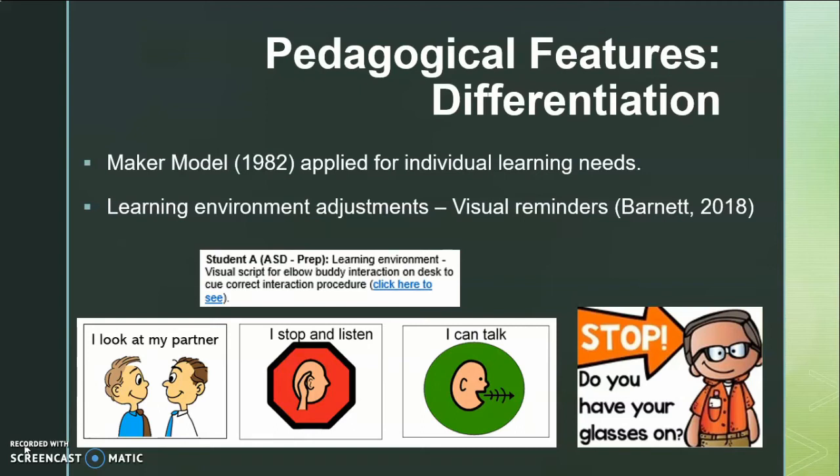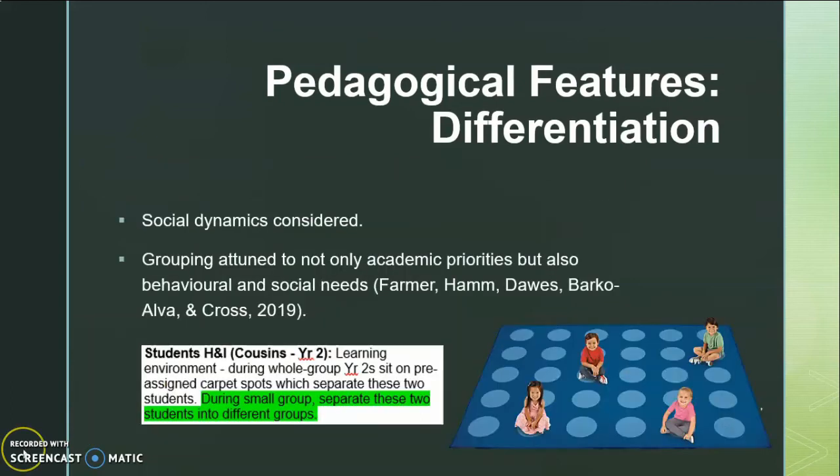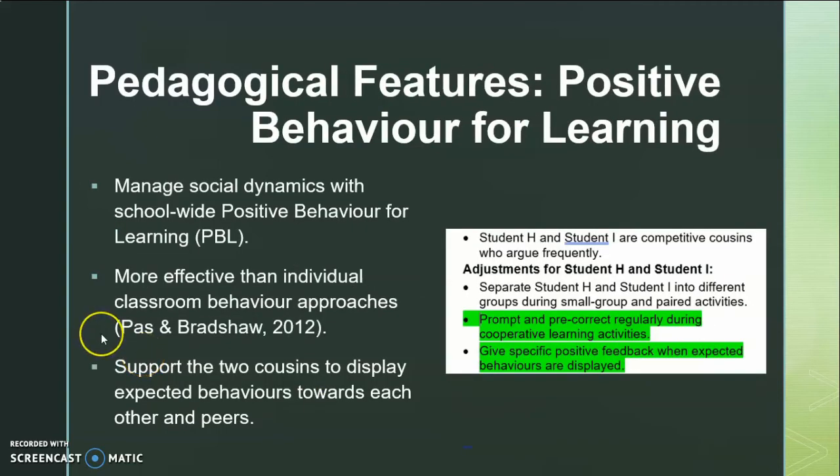This strategy supports student participation in peer learning by making explicit the tacit understandings other students already possess about the social interaction expectations. An additional challenge within this context was the social dynamics of 2 Year 2 students. Therefore, grouping of Year 2 students needed to be attuned to not only the academic priorities, but also the behavioural and social needs of the students. These 2 students were separated into different groups during the initial You Do Together task to reduce social tension. Another way these difficult social dynamics were managed will now be explored.